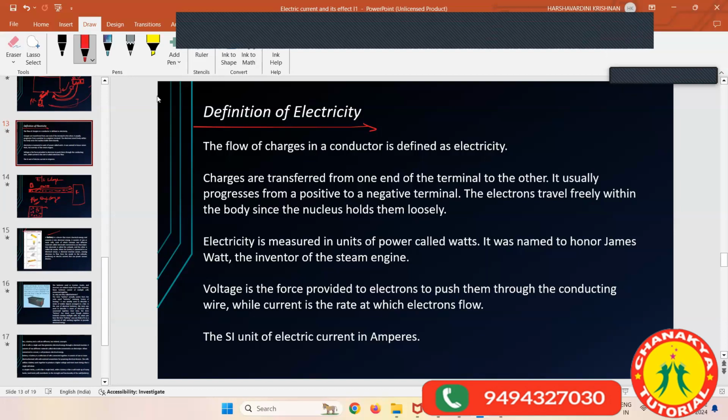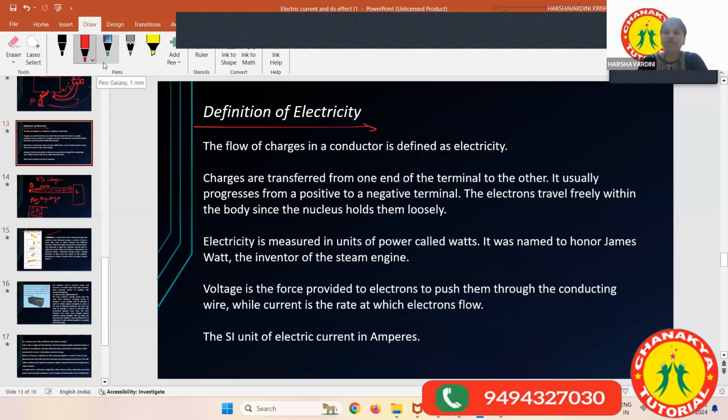Okay, so electricity. Please listen, everyone, carefully. As I told you, in space, sound needs a medium to travel, so in space, you and your friends will not hear the sound of a bomb blast. Okay, so the definition of electricity: the flow of charges in a conductor is electricity. We have already seen this, right?